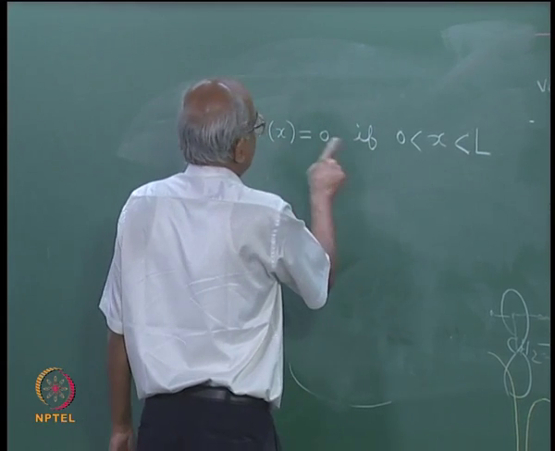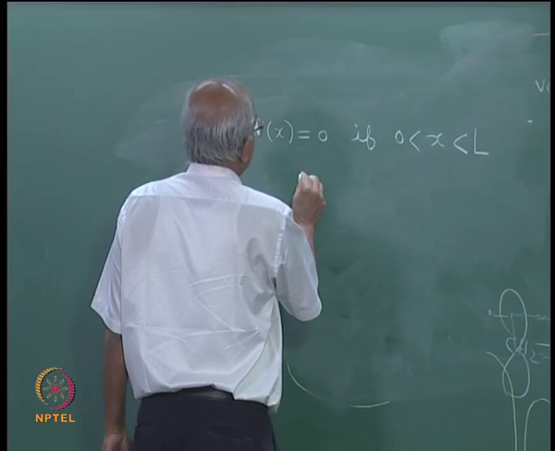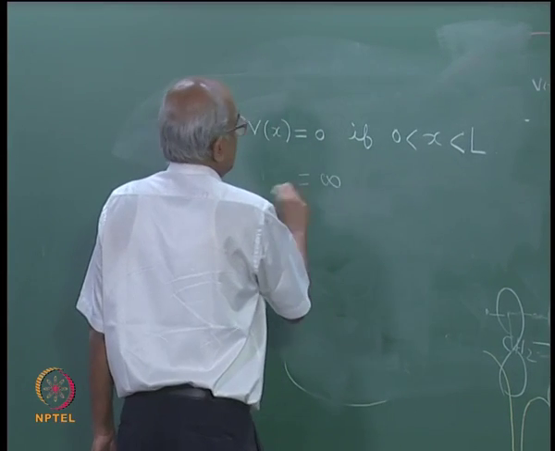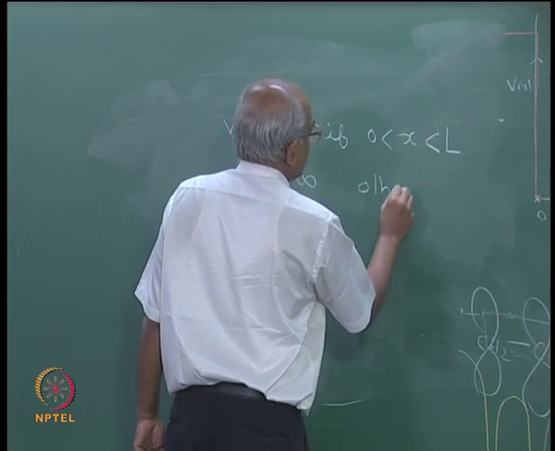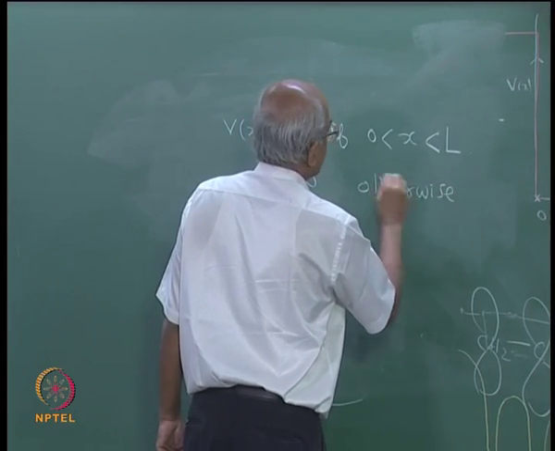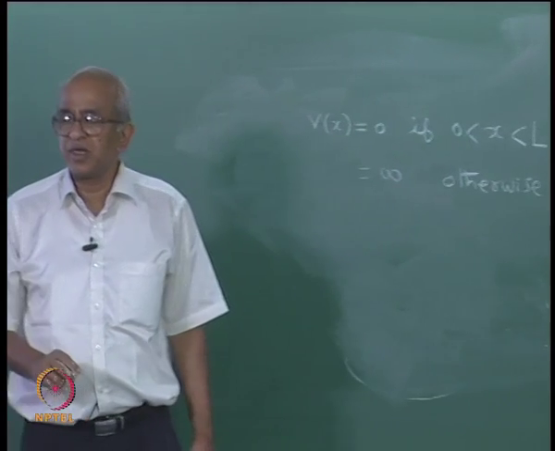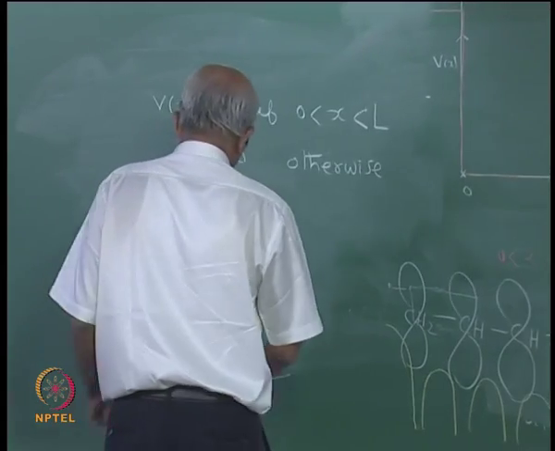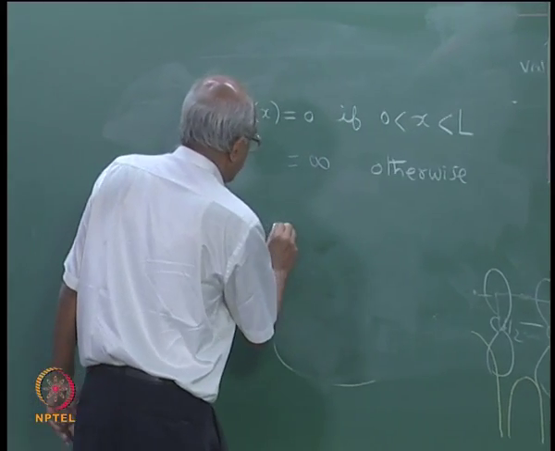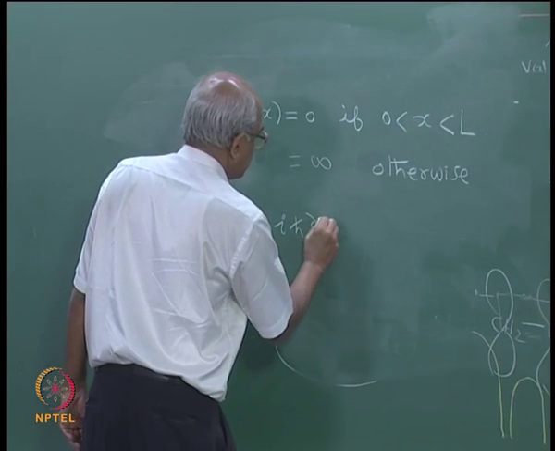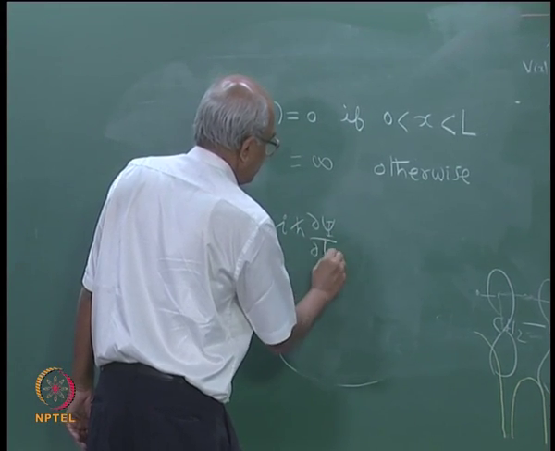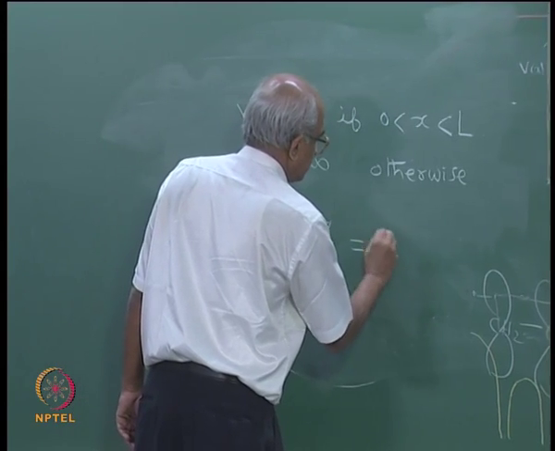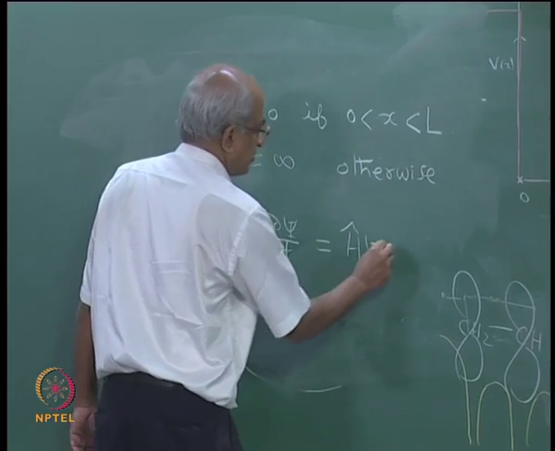So, if x is between 0 and L, V of x is equal to 0, while if x is outside, V of x is actually infinitely large. That is the nature of the potential. And what is it that I want to do? I want to look at my time dependent Schrodinger equation. What is the equation? It is going to be i h cross dou psi by dou t is equal to H psi. This is my time dependent Schrodinger equation.